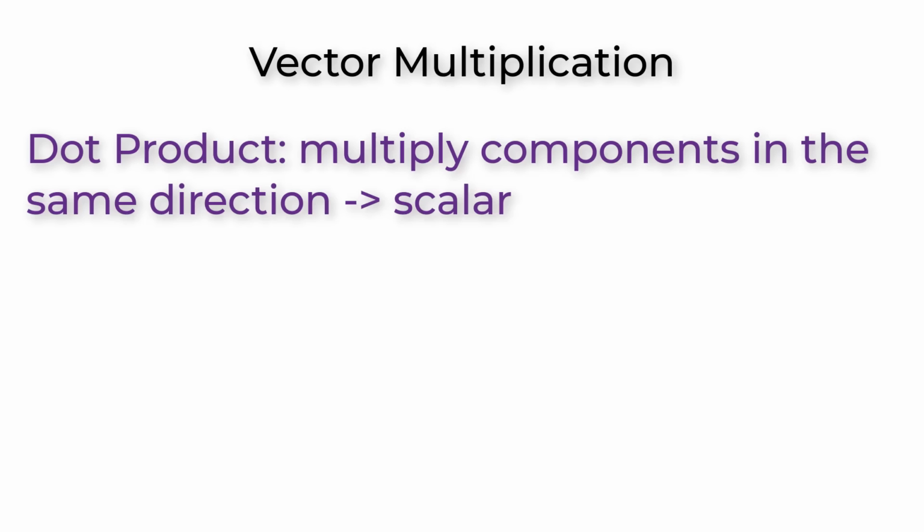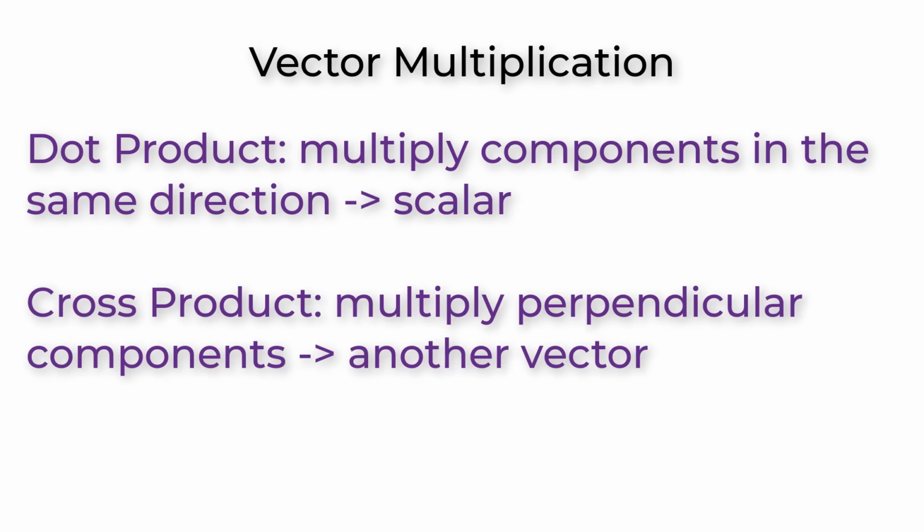Now Maxwell knew about vectors, but what he didn't know was about vector multiplication. Currently, there are two common ways to multiply vectors. The dot product, which involves multiplying the components in the same direction, and the cross product, which involves multiplying the components that are perpendicular. The best way to understand this concept, I think, is to use vectors with some physical meaning. I like to use the example of force and distance.